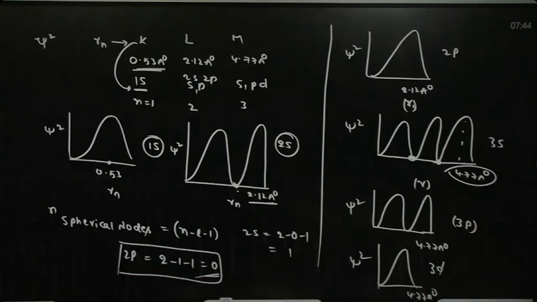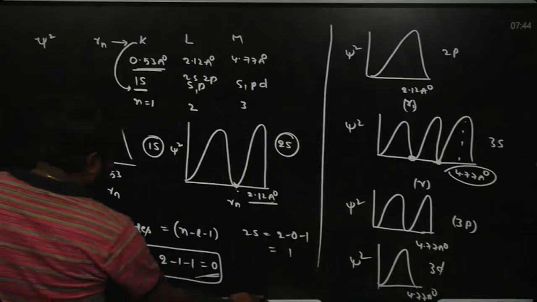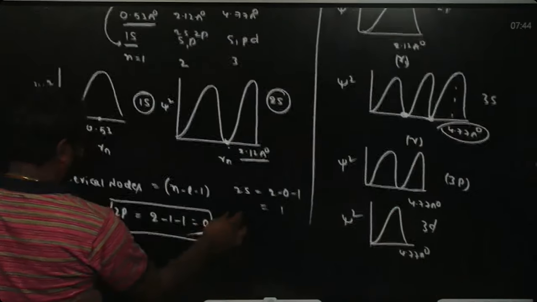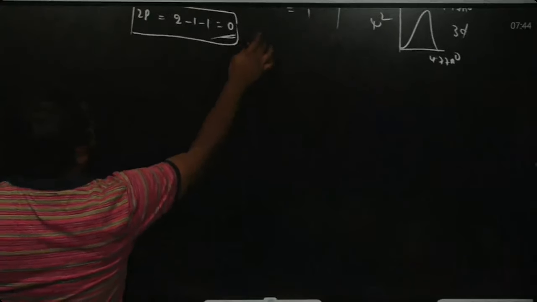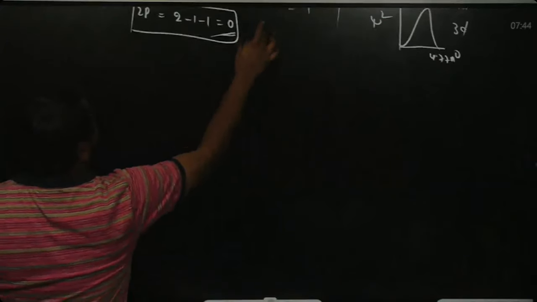Next one. These are radial nodes or spherical nodes. You got clarity, right? Right. Next one.